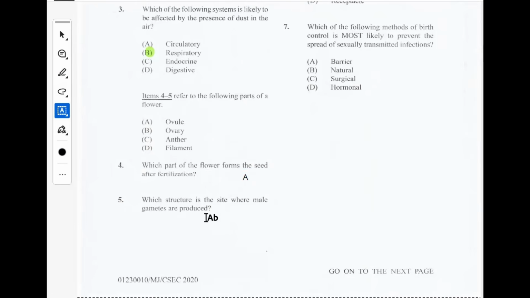5. Which structure is the site where male gametes are produced? So you know you are talking about the anther there. So I will just type in C.